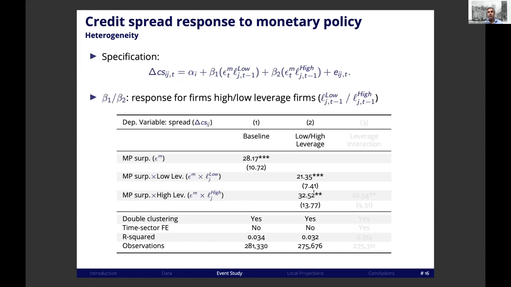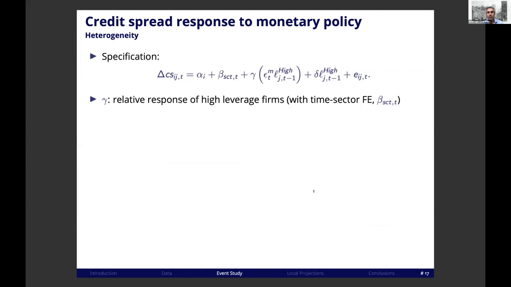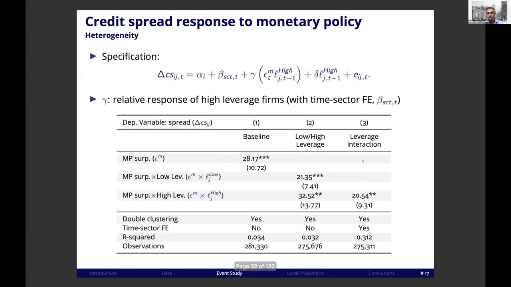Now you might think, well, okay, it is interesting evidence, but there might be a lot of factors and characteristics that correlate with leverage that are driving these cross-sectional responses. So what we do then is to progress and to make our specification more and more conservative. The first experiment we do here is to add time-sector fixed effects and to then interact the monetary policy shock with our high leverage dummy. So this is a quite conservative specification in that the coefficient gamma now captures the relative response of high leverage firms in deviation to the average response of firms in a given sector. So that's how you should think of coefficient gamma, which is reported in the third column of this table here. And again, you see that the coefficient is still quite large and statistically significant.